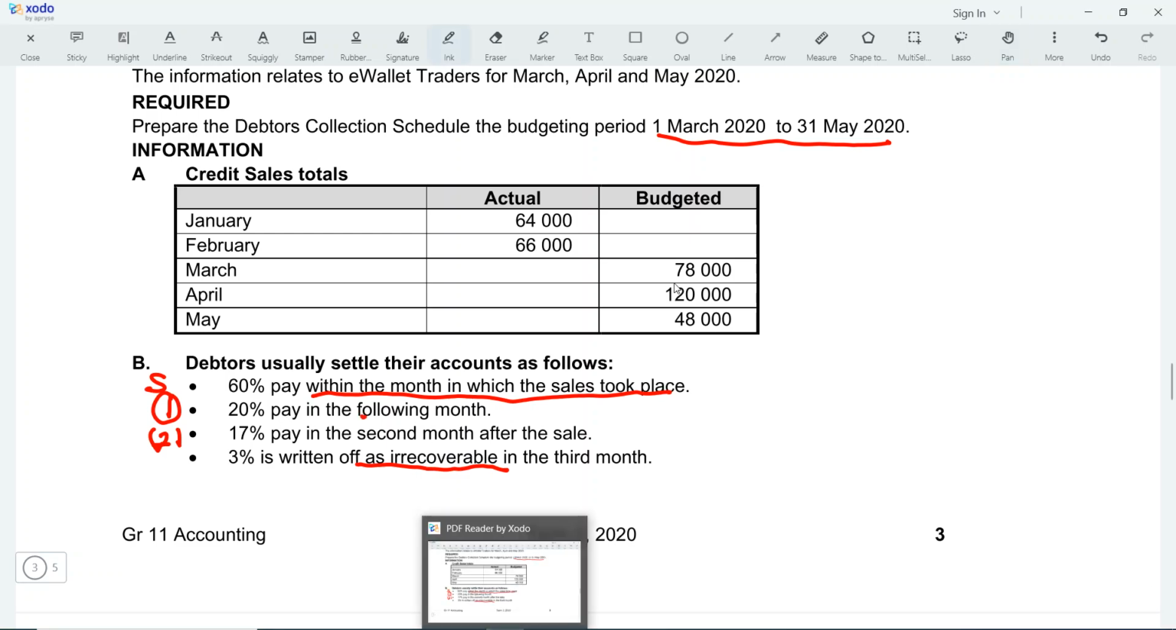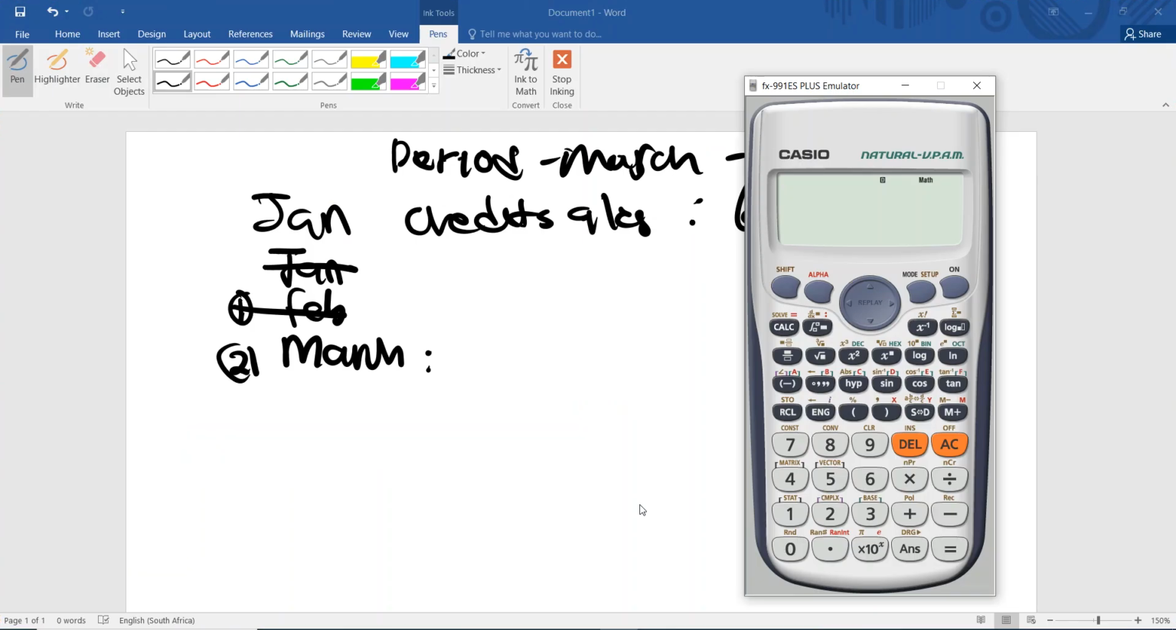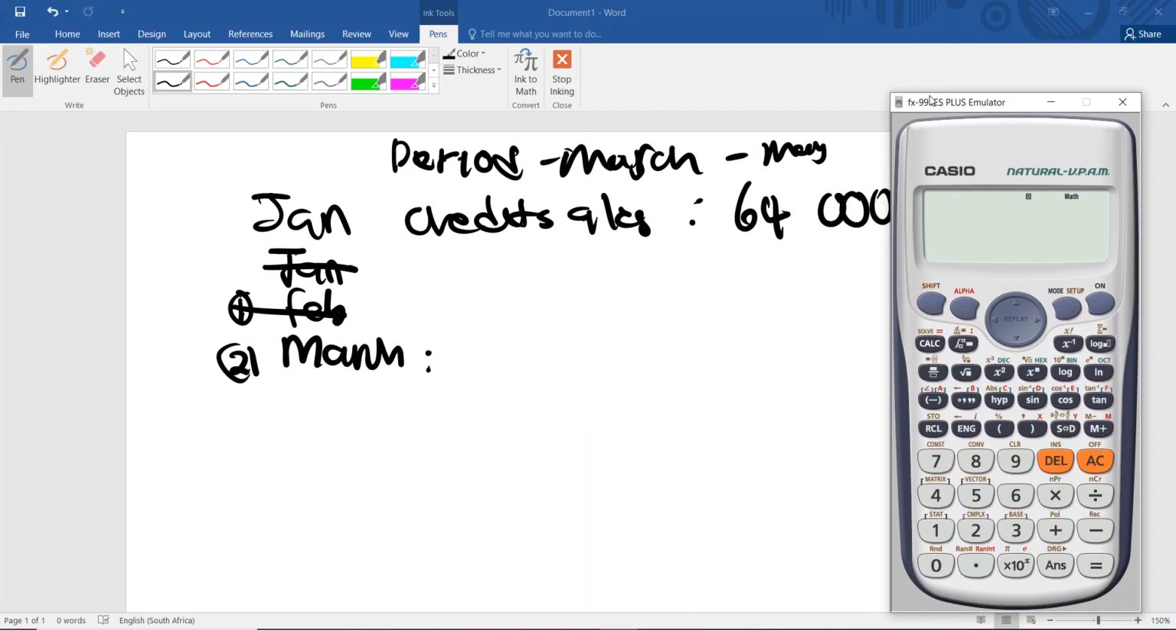And here the policy tells us that in the second month, 17% of the debtors pay in the second month after sale. We know that the second month after January is March, because it's going to be February and March. So meaning that we are going to collect that 17% in March. So we're going to come here and try and calculate what is given to us.